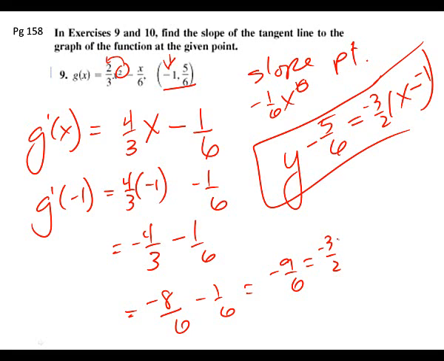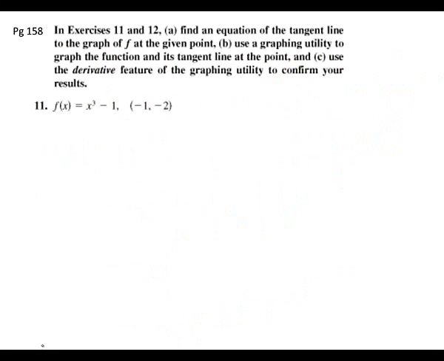All right, are we good? Yeah? All right. Find an equation of the tangent line of the graph of f at the given point. Use a graphing utility to graph the function and its tangent line at the point. Use your derivative feature. Oh, we don't. Okay, so I'm not worried about part C.